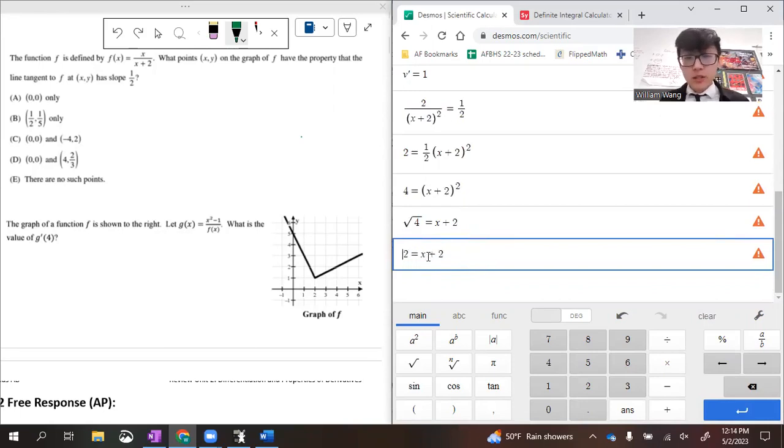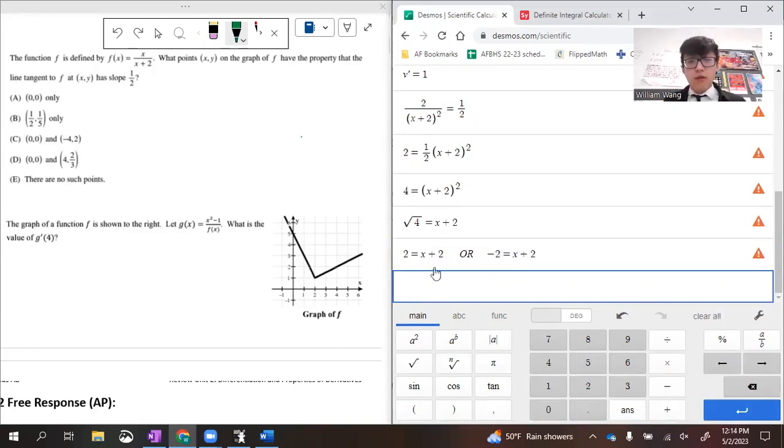So I'm going to say I have 2 equations now. I have x squared is equal to x plus 2, or negative 2 is equal to x plus 2, right? All right, for one of the equations, x is equal to 0, or x is equal to negative 4.